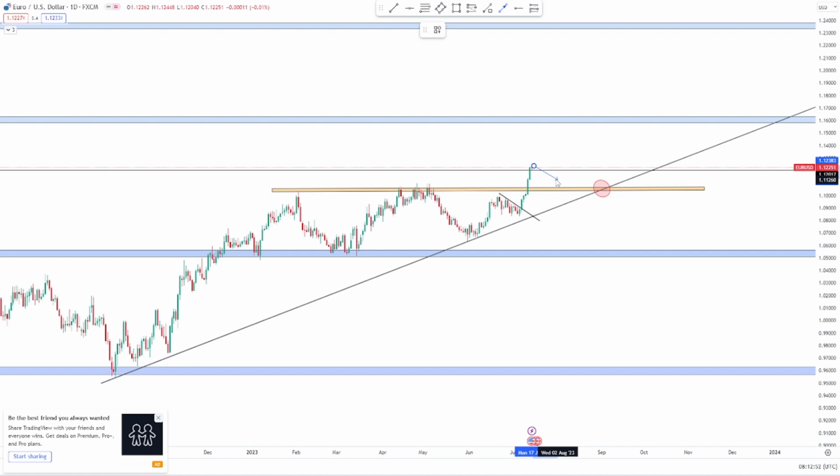A pullback down here into this region, then a spike to the upside. This is what to be expecting the market to do. Pull back into this region, then a spike to the upside.